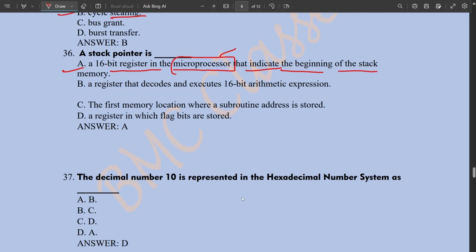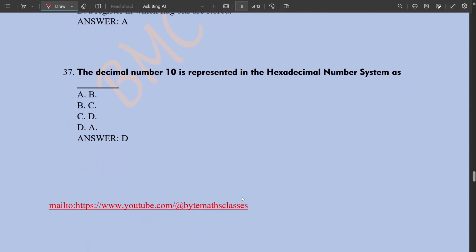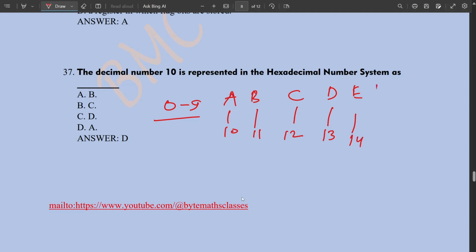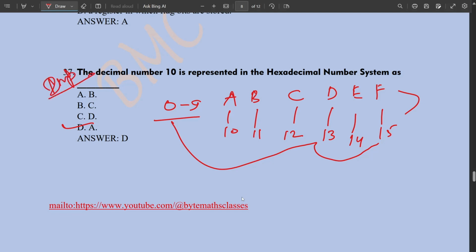Okay. Next, the decimal number 10 is represented in the hexadecimal number system as what? We all know 0 to 9. This represents like this, and then A is represented by 10, B is represented by 11, C by 12, D by 13, E by 14, F by 15, and so on. So here it is not 16 because we have completed our 16 in hexadecimal. So the answer will be option number D, A. Okay, option number D is correct. It is an important question. Okay, note down.